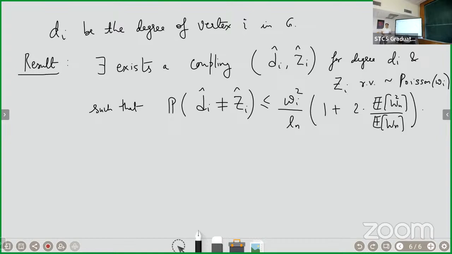Just try to pass on. What it is saying is that for Z_i a Poisson distributed random variable, it's highly likely that the degree you're going to see is actually very close to that. That's all it's saying. It's controlling the probability that d_i is not equal to Z_i, where Z_i is a Poisson distributed random variable with parameter w_i.